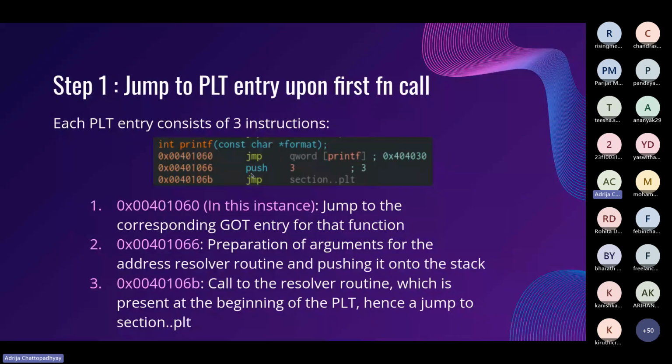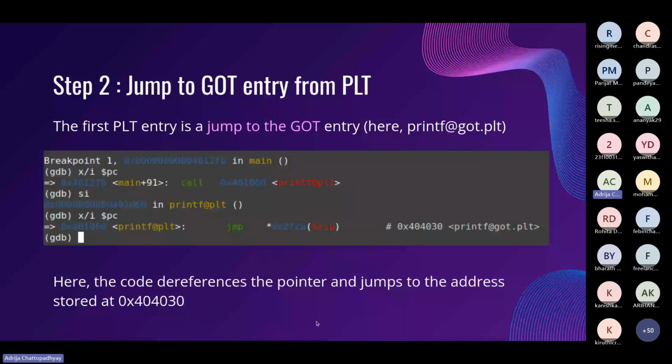Look at the second instruction. First one is a jump to the GOT entry. A second one is pushing a particular integer. And third one is jumping to the section .plt. Then call to the resolver routine, which is present at the beginning of the PLT, hence the jump to the section .plt. Then jump to GOT entry from PLT. It's similar to the one we saw that time.